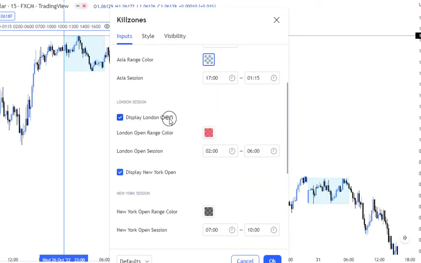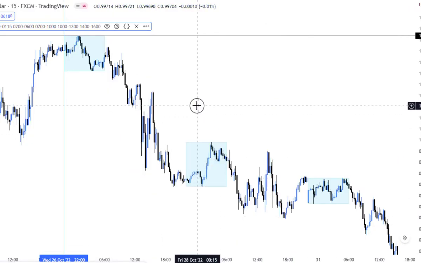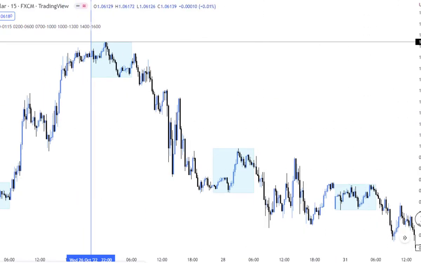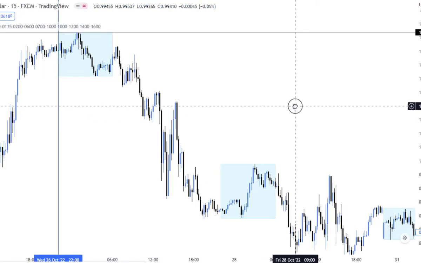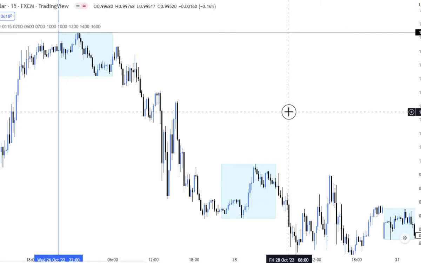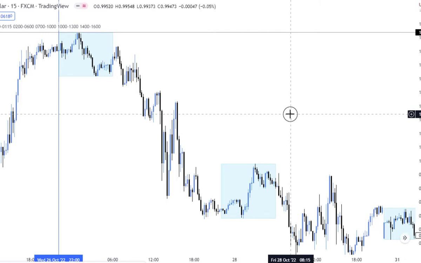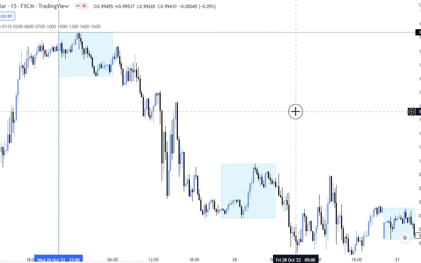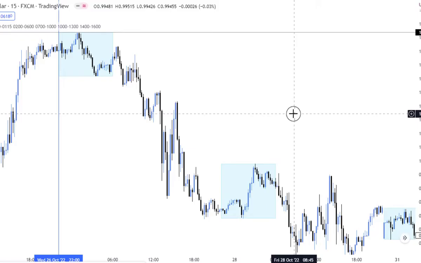Then display London open and click on display New York open, because I want to know when the New York sessions are active. Remember I said the last criterion is that we want to be executing our buy or sell trade during the London and New York kill zones. That's the 2 to 5 a.m. time period. That's when I'll be looking to sell above or at the Asian session high, and that's when I'll be looking to buy below or at the Asian session low.